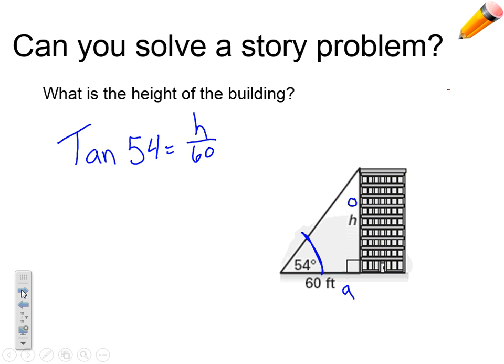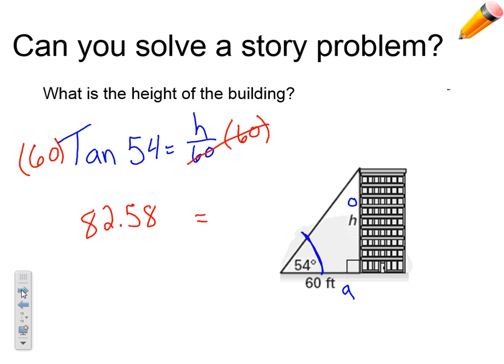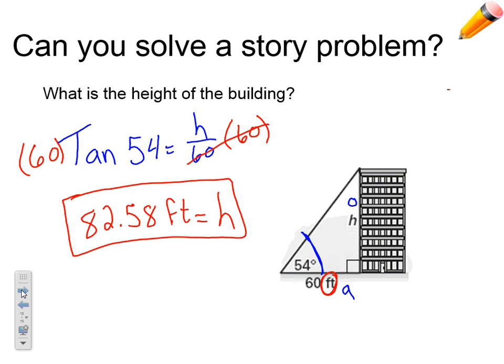Solve this one. I'm going to multiply both sides by 60. That's going to cancel. 60 times the tangent of 54 is 82.58, which equals my height. But I'm working with a measurement here, so I have to label it. I have to label this one feet. So I have 82.58 feet is the height of this building.